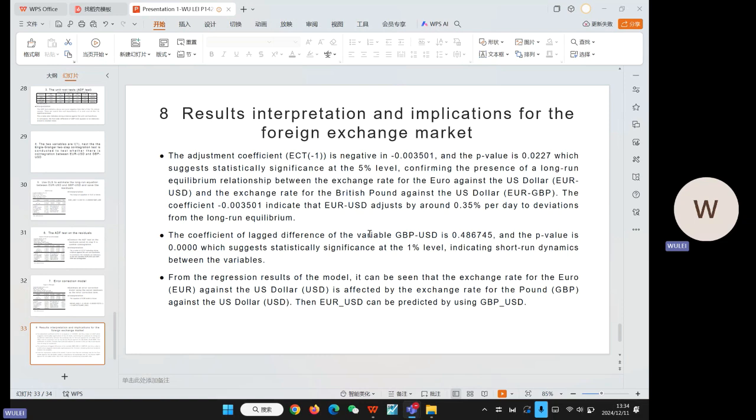From the regression results of the model, it can be seen that the exchange rate for the euro against the US dollar is affected by the exchange rate for the pound against the US dollar. Then EUR/USD can be predicted by using GBP/USD.